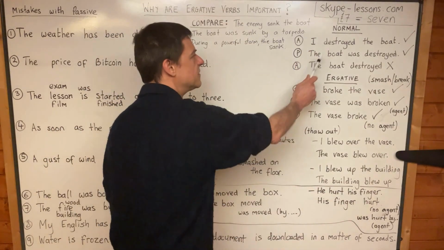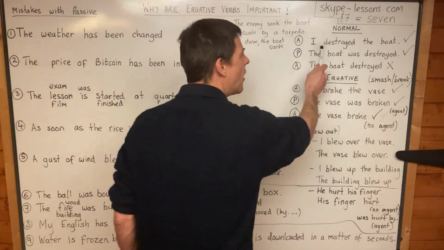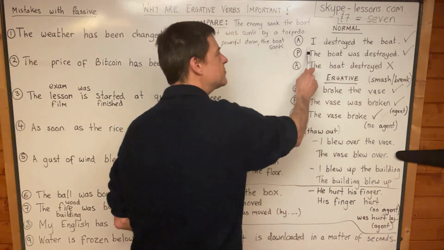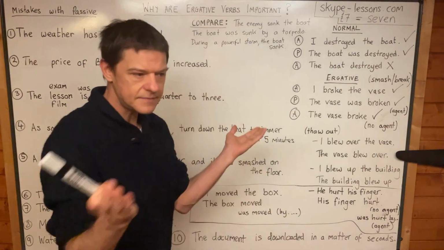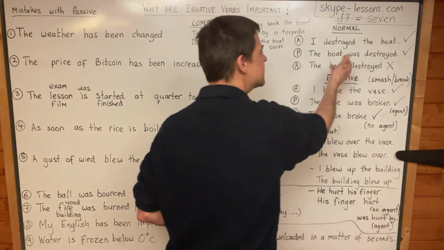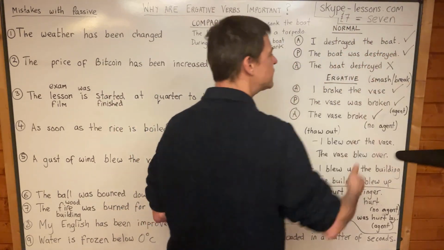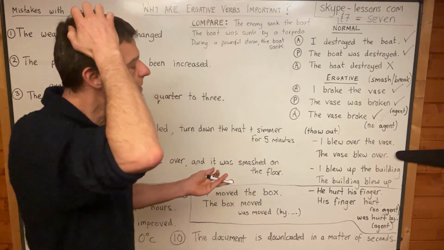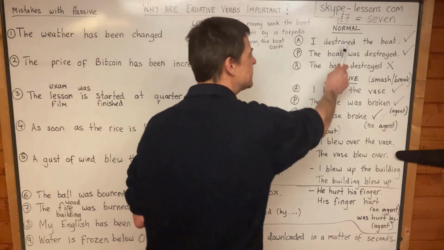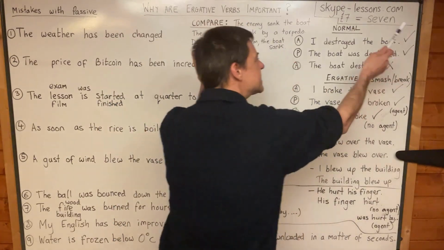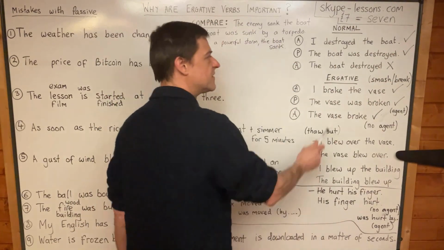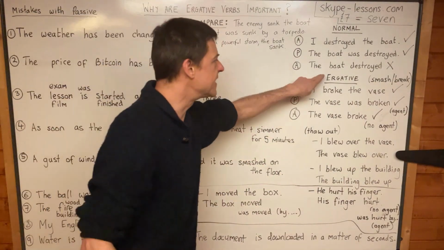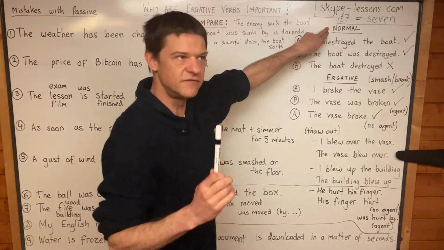So have a look at this normal verb, yeah? I destroyed the boat. Active, yeah? I destroyed the boat. Subject, verb, object. Okay, let's put that sentence into passive. The boat was destroyed. Okay, that's a correct sentence. We can do that. But what we can't do with the verb destroy is put the object at the front and use active and say the boat destroyed. That is not a correct sentence, and it never will be with a normal verb.